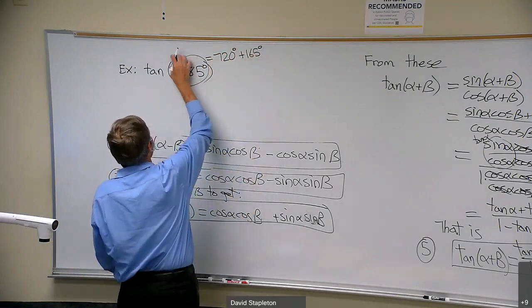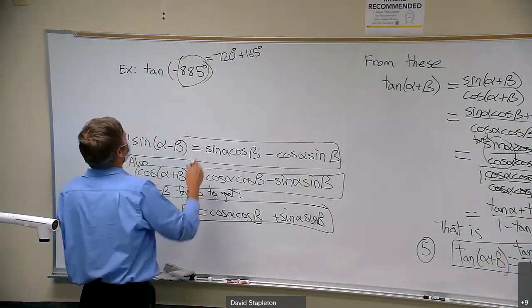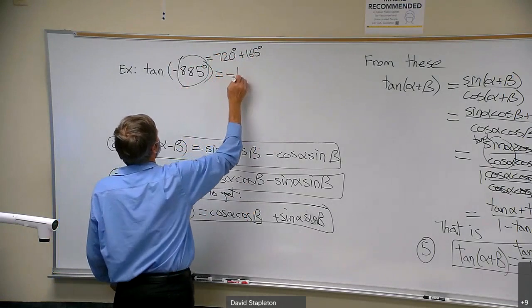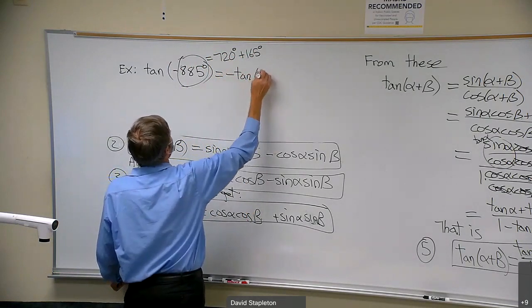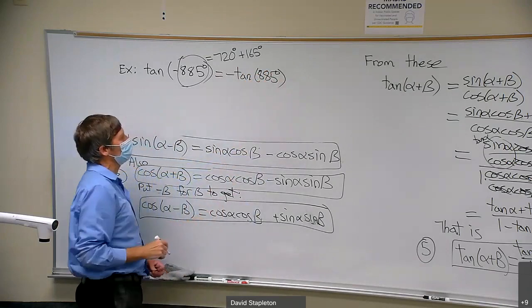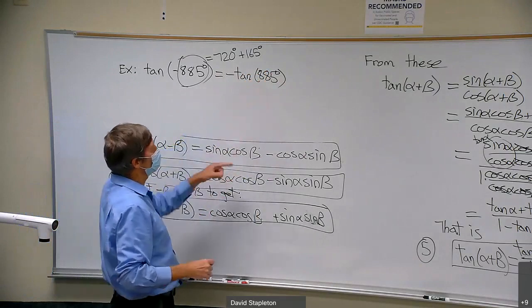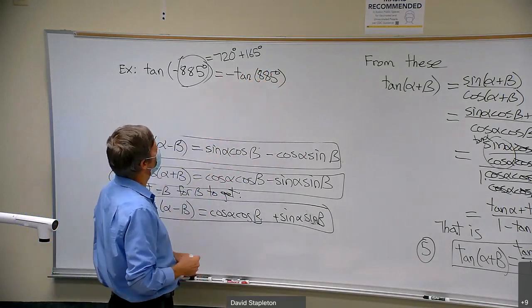Except minus. So I'm going to first pull out the minus and call this minus the tangent of plus 885 degrees, because tangent is odd. You don't have to do this, but these odd properties sometimes make it a little easier. I won't have to deal with so many minuses in here now. Minus, minus, minus, minus. It's just one sitting out front.